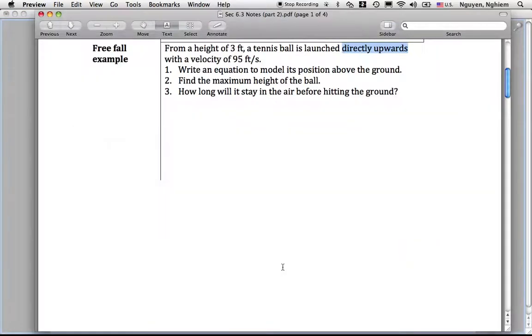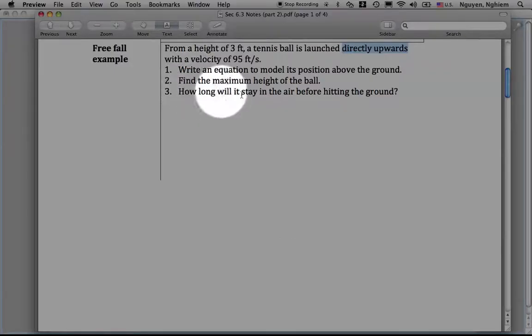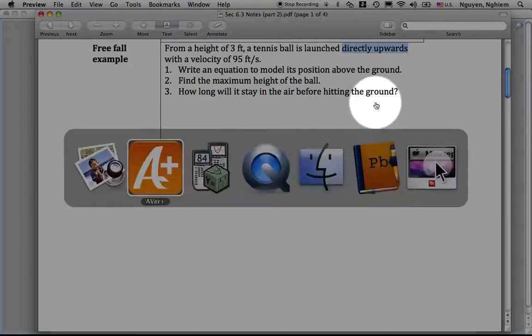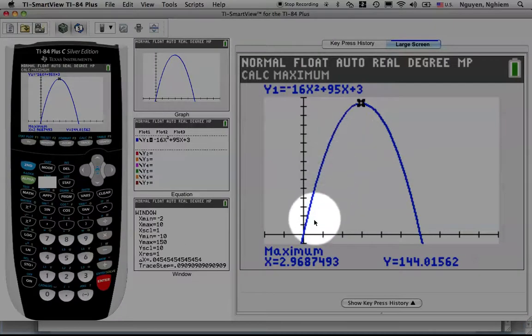Now let's look at the third question here, which asks us, how long will it stay in the air before hitting the ground? In other words, if we look at this graph, it's really asking us how long. So this here starts out at 3 feet. It reaches its maximum height, and it's going to come down, and it's going to hit the ground right here. So what we're really looking for here is the x-intercept. So let's find the zeros.